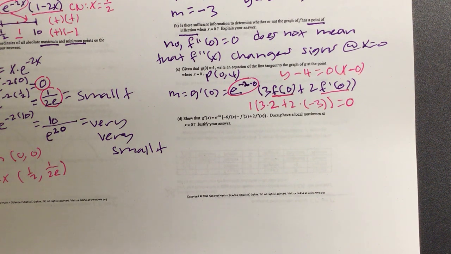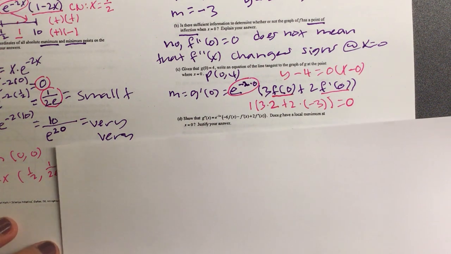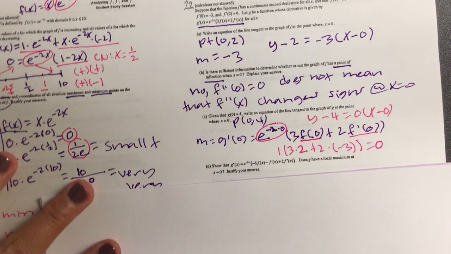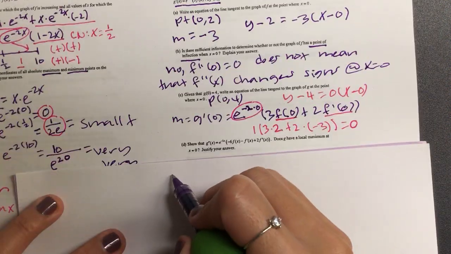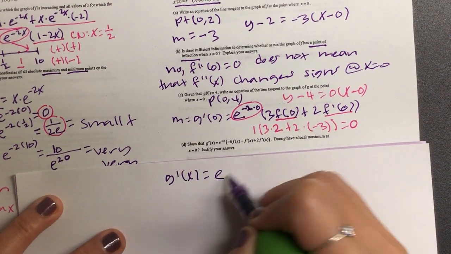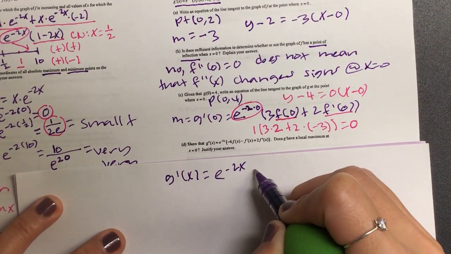Okay, are we ready for part D? I'm going to start part D by writing the original equation out, the given function. I'm almost done. Logan, are you with me? Yes, ma'am. Okay, g prime of x. I'm writing the original equation out because it's going to ask us to differentiate it.